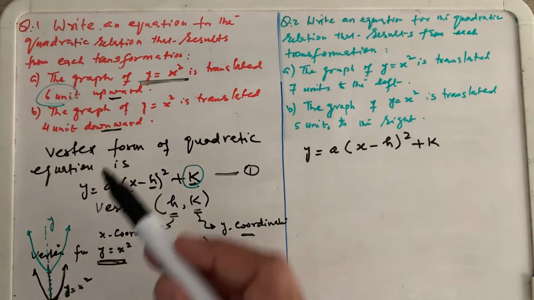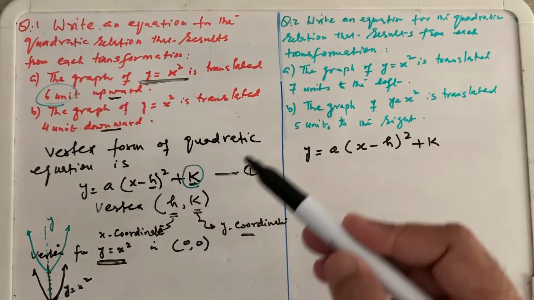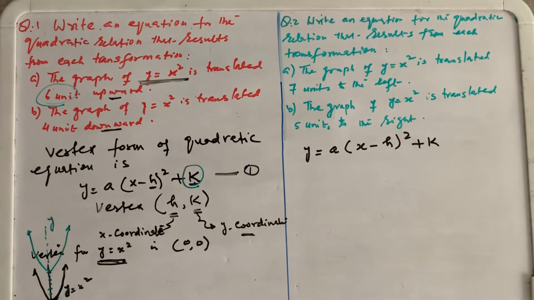Now the question is giving you that it is translated 6 unit upward. 6 unit upward I count, right? It's my y coordinate value, is my k. What is k representing? My y coordinate value of the vertex. So vertex is moving. Where is vertex moving? Translated 6 unit upward. 6 unit upward, I draw it.